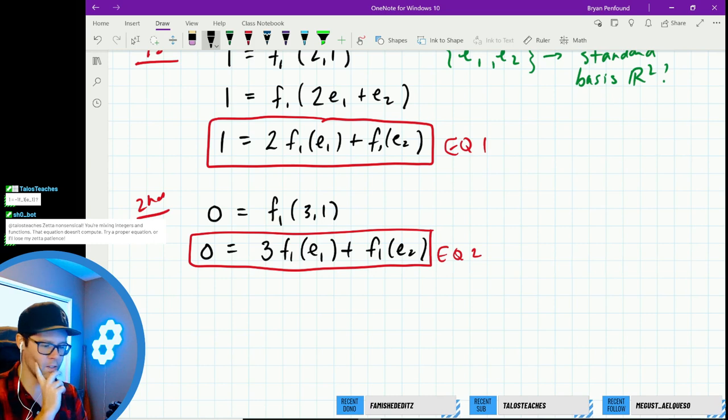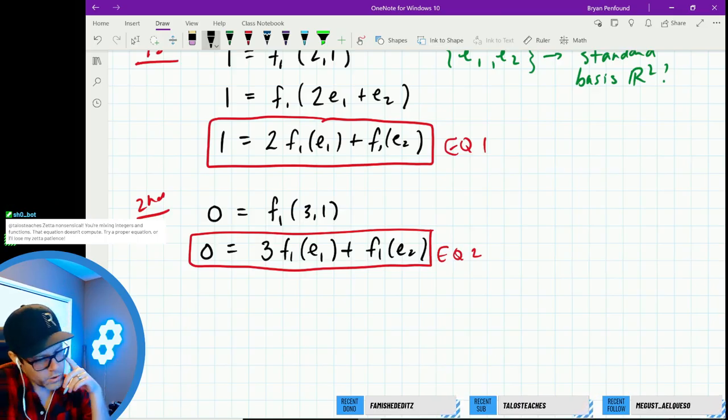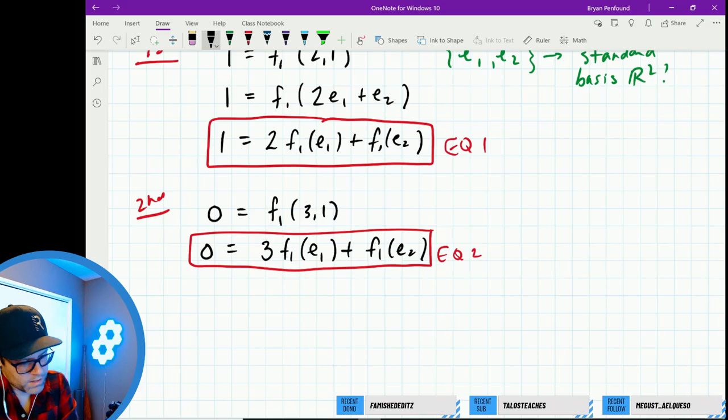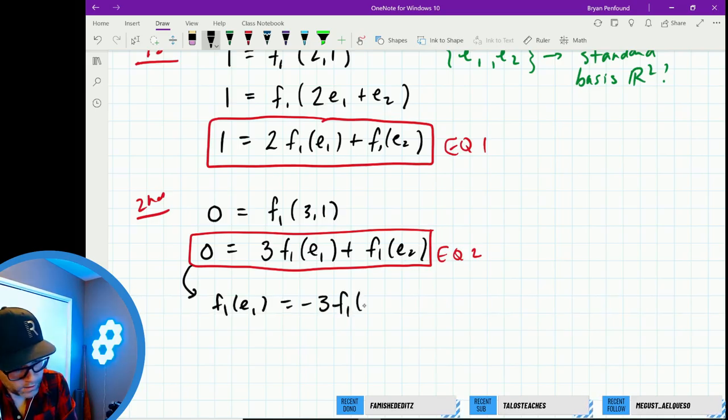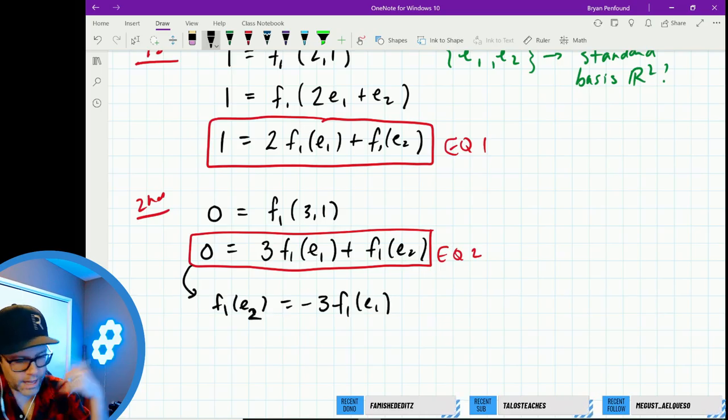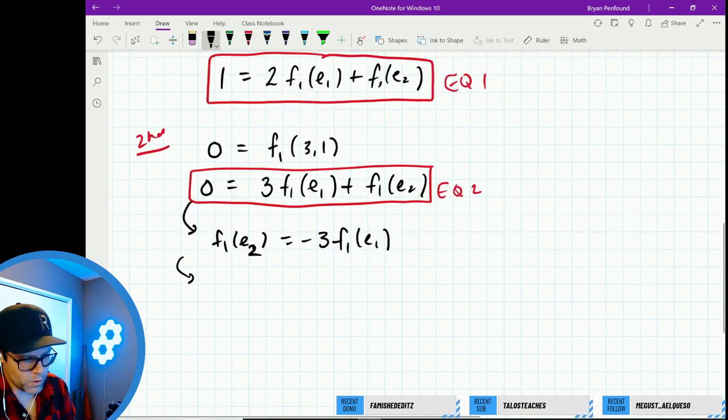I think we're going to try to solve this like as a system of linear equations. I think so, Talos. We're going to treat F1E2 as an object and F1E1 as an object and try to solve for those things. So could we maybe say that F1 evaluated at E1 should be equal to negative 3 F1 evaluated at... Oops, this should be E2. Like, I think we can do that. And then I think we could substitute that into equation 1. And if we sub that into equation 1, what do we get?